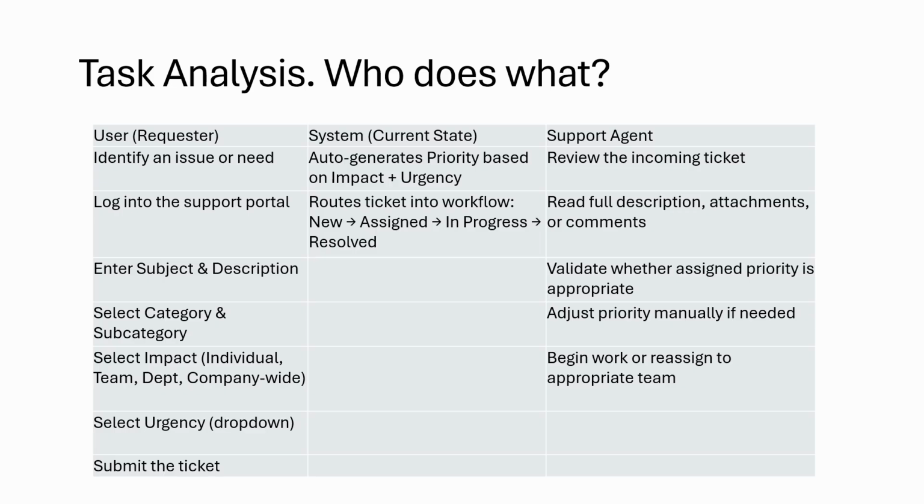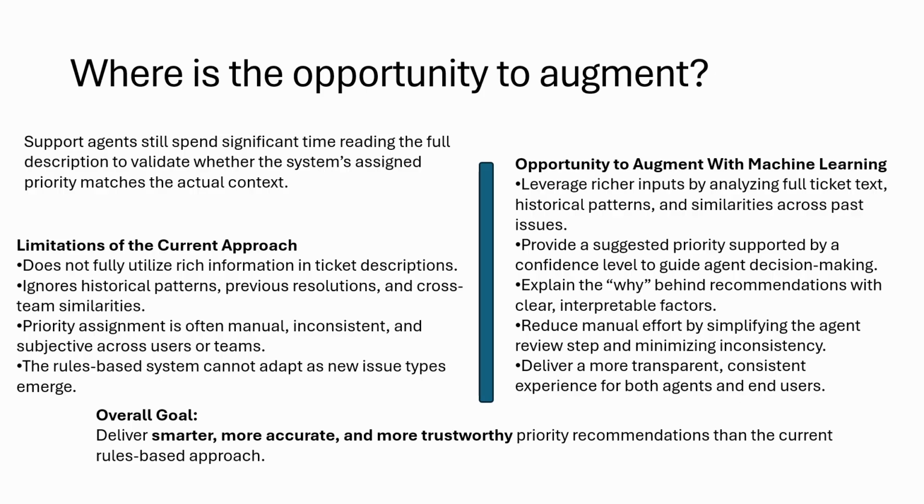It's basically the task flow for just a general, very ambivalent ticket triage process. Basically, the requester enters the issue, fills it out with the required fields. Some of those fields help trigger the initial priority. The agent reviews the ticket, reads the description, and then often adjusts it before actually beginning the work. So where is the opportunity to augment it with a model? And here's where it matters.